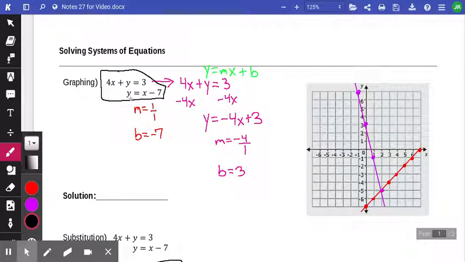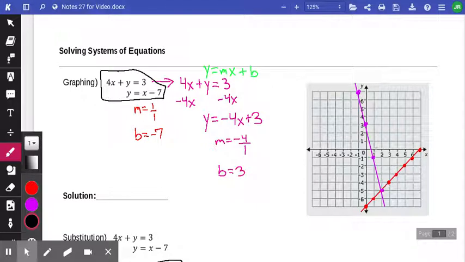So then the other line, y equals x minus 7, we identify the slope. That's already solved for y, so we look for the number in front of x for the slope. That's 1 over 1, or just 1. And the y-intercept is negative 7. So on the y-axis, we plot a point at negative 7. We go up 1, right 1, up 1, right 1. We plot as many points as we can.